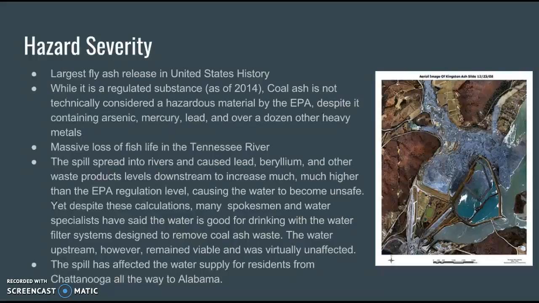Yet despite these calculations, many spokesmen and water specialists have said that the water is good for drinking with the water filter systems designed to remove coal ash waste. The water upstream, however, remained viable and was virtually unaffected by the coal ash. The spill has affected the water supply for residents all the way from Chattanooga to Alabama. And then massive loss of fish life was found in the Tennessee River.